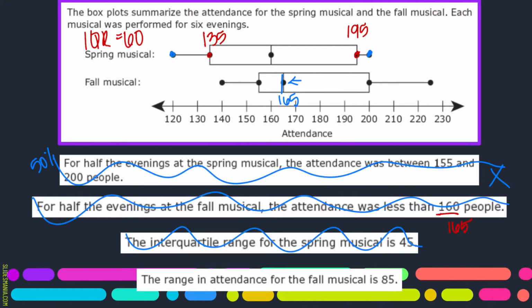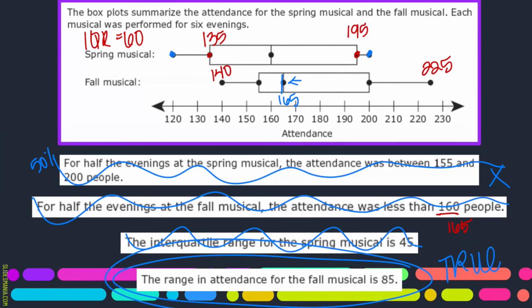Then our last statement, the range in attendance for the fall musical is 85. So I know range of an entire data set is the maximum, which for the fall musical is 225, minus the minimum, which for the fall musical was 140. Well, 225 minus 140 does give us a value of 85. So our final statement is true.